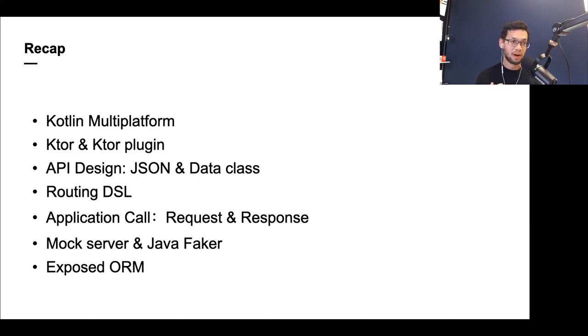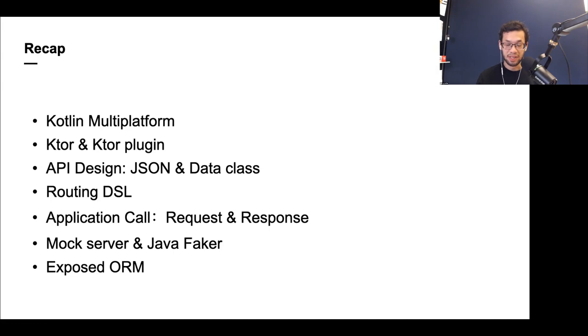Next step, we talked about the API design. So what the JSON structure looks like and how we reflect the JSON structure into the data class. So we have a DTO object, data transfer object, using a Kotlin data class. So we have a product DTO to represent the JSON structure in Kotlin code. And then we introduced how to write routing in your application. So you can open up different HTTP methods and give different HTTP URLs to define your application route using DSL syntax.